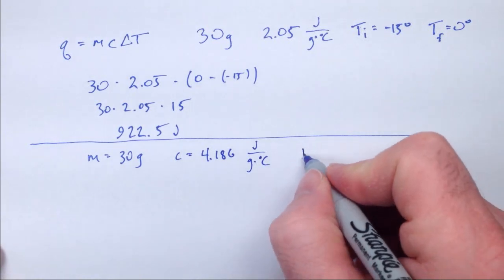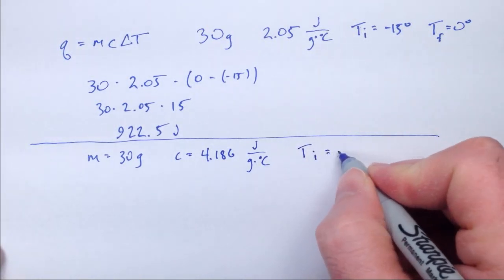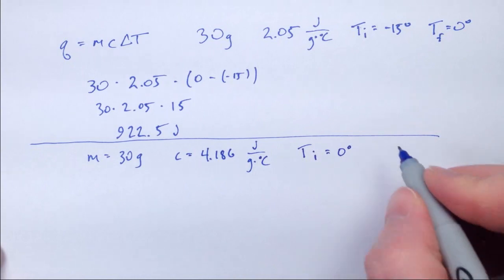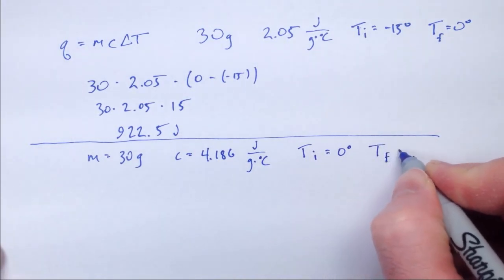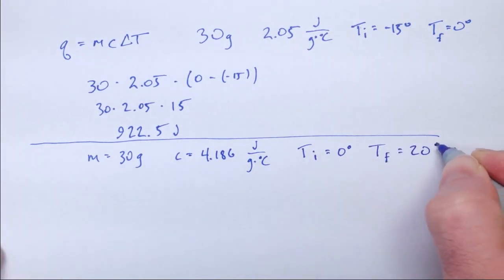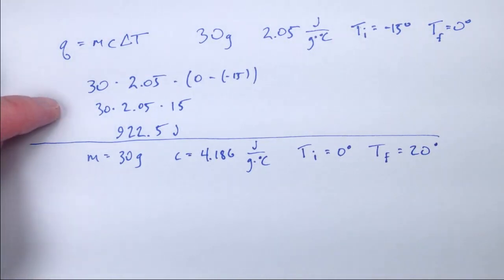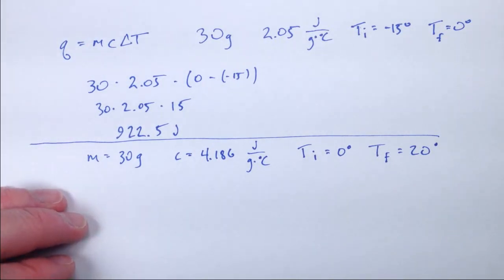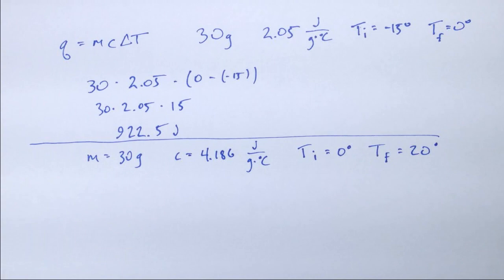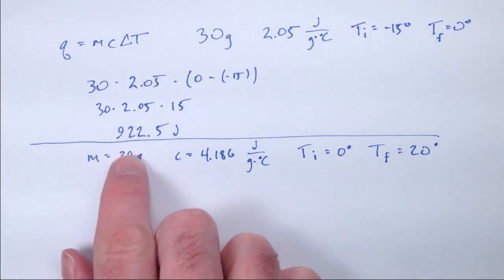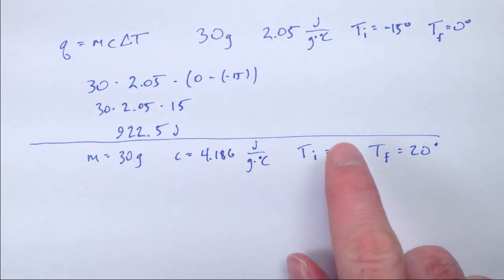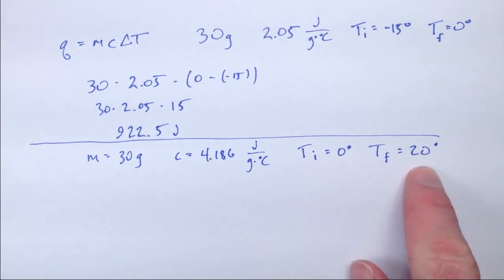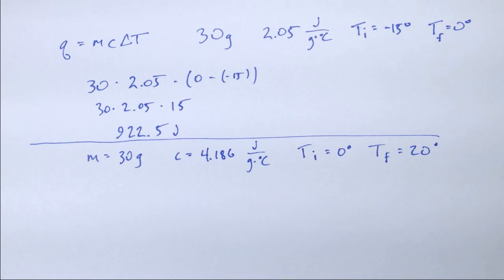And this time, the initial temperature isn't negative 15, it's 0. The final temperature will be 20. That would be approximately room temperature. So if you didn't get this one, don't worry about it. You've got a second chance now. Try this heat transfer equation. Figure out how much energy it's going to take to warm up 30 grams of water from just having melted all the way up to room temperature. Go ahead, work that out. Pause the video, and when you're done, resume.